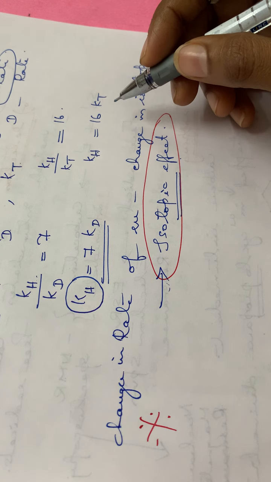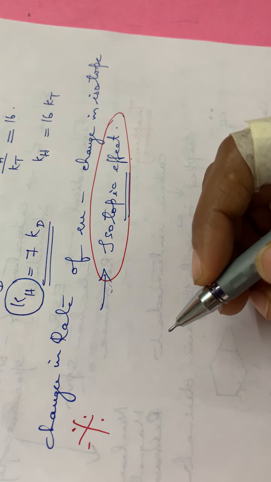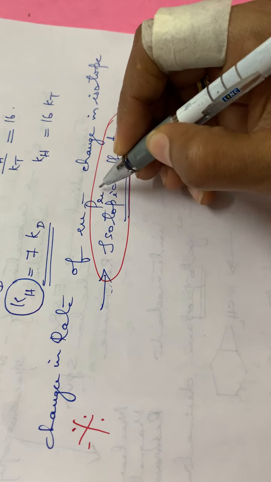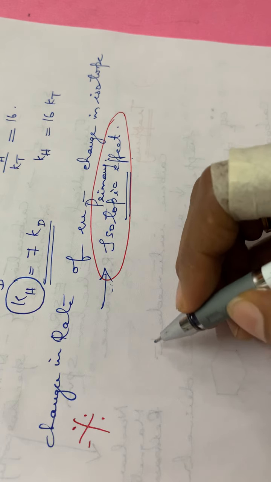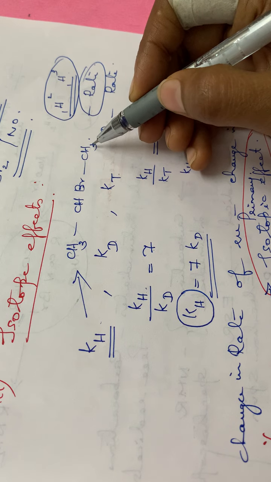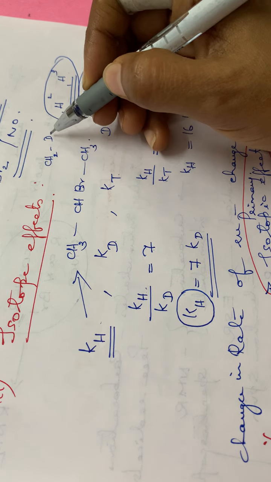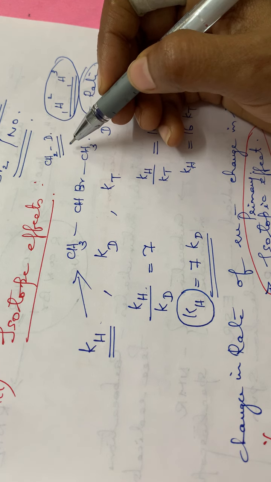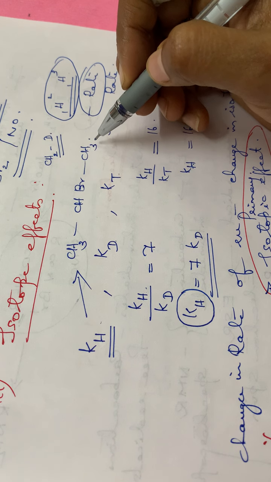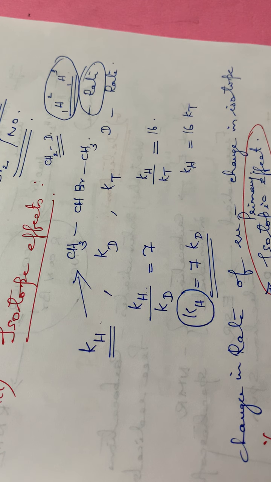Okay, so one of the reasons for this primary isotopic effect might be the bond dissociation energy. See here, during the replacement of the first hydrogen, instead of CH3 it becomes CH2D, isn't it? One hydrogen is replaced by deuterium. So what are the reactions going on here? There will be a cleavage of a CH bond and the formation of a CD bond, isn't it?